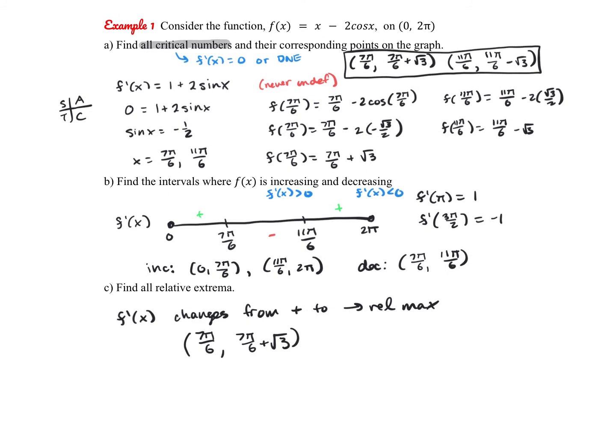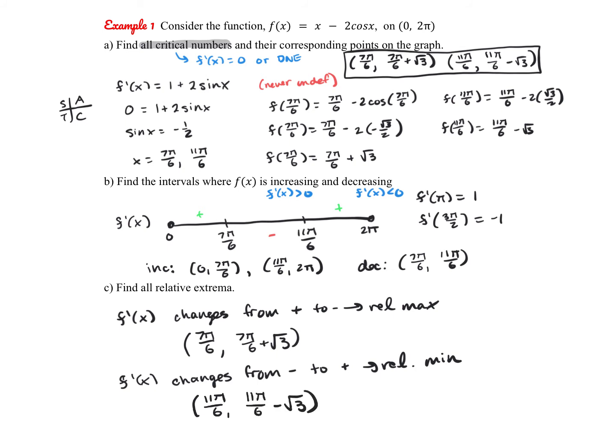And we know that a relative min occurs when our derivative changes from decreasing to increasing. So that's, again, when we have a relative minimum. And you can see that our derivative is changing from decreasing to increasing at 11 pi over 6. And we already have that full coordinate from above. And there you have it. So this is our relative max, and this is our relative min.